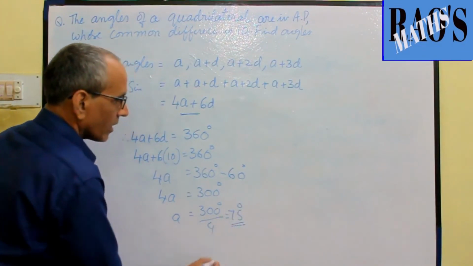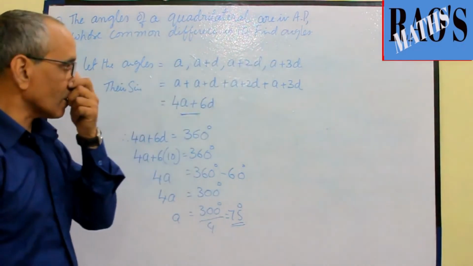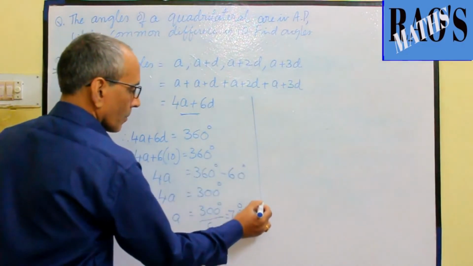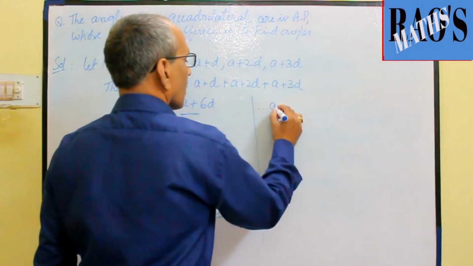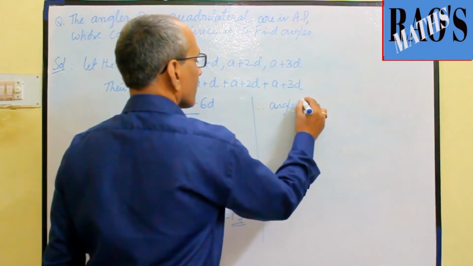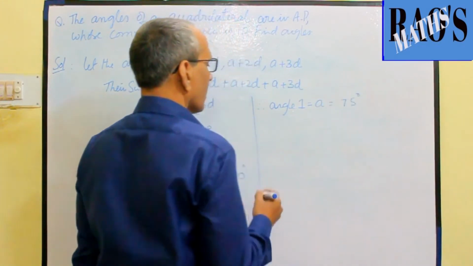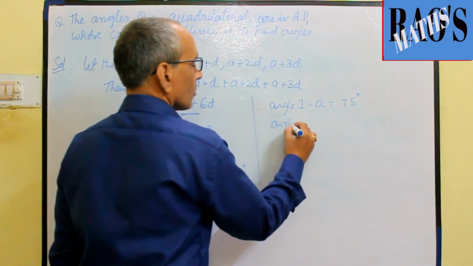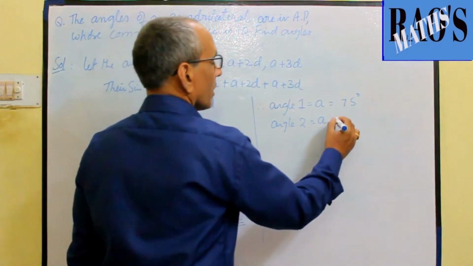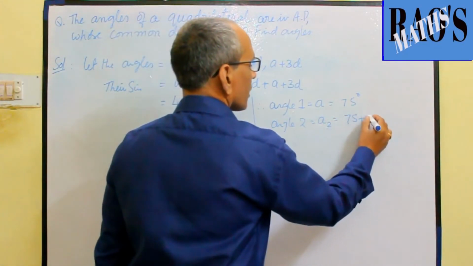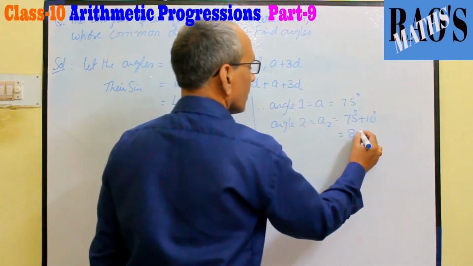So we got the first angle of the quadrilateral A, that is 75. So can I find all the angles now. Therefore, angle 1 is equal to A is equal to 75 degrees. Okay. Angle 2, that is A2, is equal to 75 plus 10, that is A plus D, which is 85 degrees.